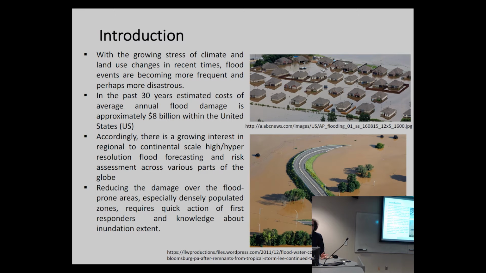As an introduction to my talk, with the growing stress of climate and land use changes in recent times, flood events are becoming more frequent in recent decades. In the past 30 years, the estimated cost of average annual flood damage is approximately $8 million US within the United States. Therefore there's a growing interest in regional to continental scale, high or hyper resolution flood forecasting and flood risk assessment across various parts of the globe. Our aim is to reduce the damage over flood-prone zones, especially densely populated or urban zones.